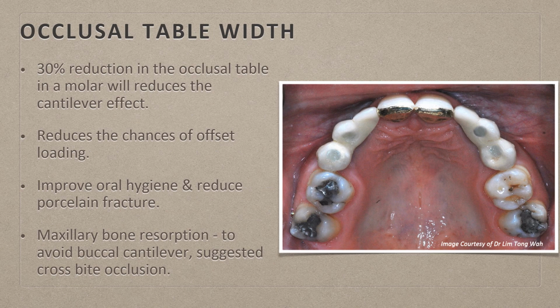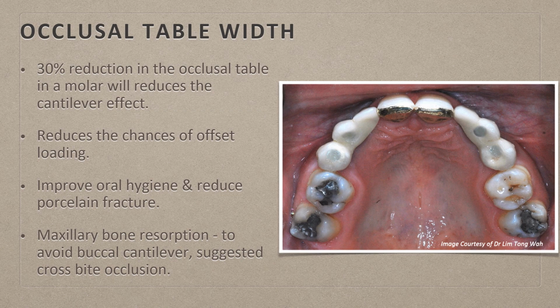Pertaining to occlusal table width, a 30% reduction in a molar will reduce the cantilever effect and reduce the chances of offset loading. Subsequently, it improves oral hygiene and reduces porcelain fracture. This image shows a reduced occlusal table for premolar implant prostheses.